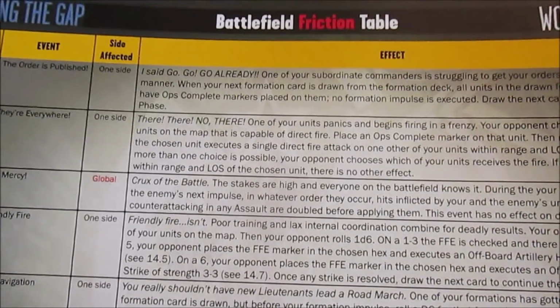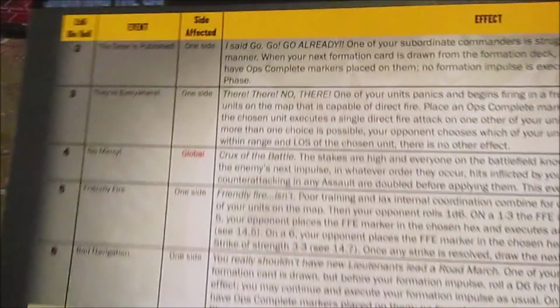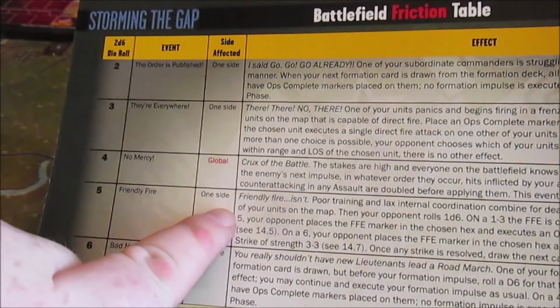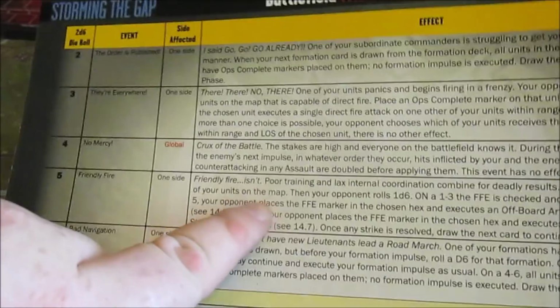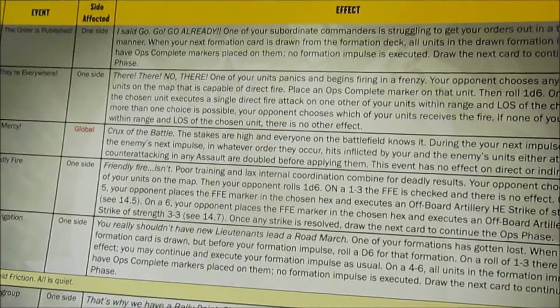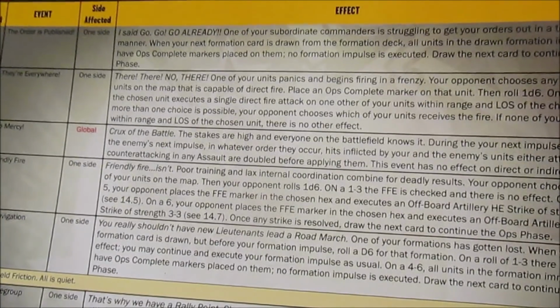All right, so we start off with the friction table. Sometimes they'll send you to the event table. And we rolled a 5. So 5, friendly fire. Uh-oh, side affected. One side, so we're going to have to roll for it. Friendly fire: poor training and lax internal coordination combined with deadly results. Your opponent chooses any of your free units on the map.